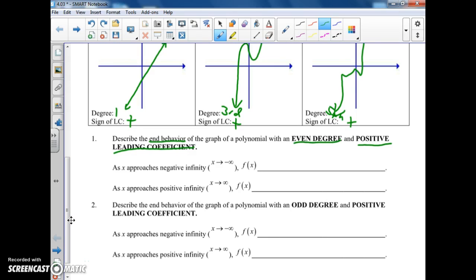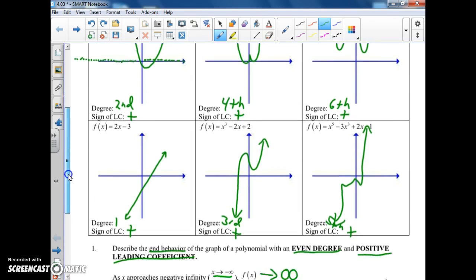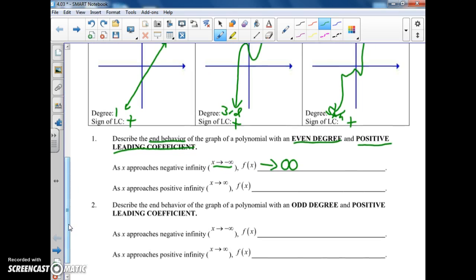As x approaches negative infinity, then f of x or y approaches what? Positive infinity, right? And that's how you write that. Look at the second one. As x approaches positive infinity, then the graph is going where? Positive infinity. Then f of x or y approaches positive infinity. And this is what you write down. Making sense? Once again, it's real easy to do this.